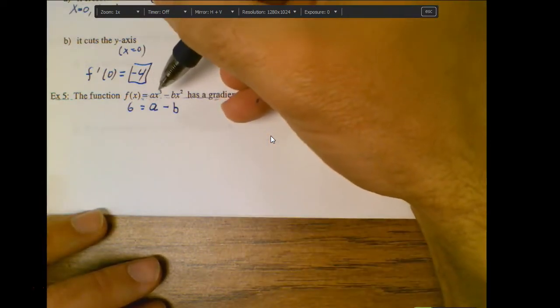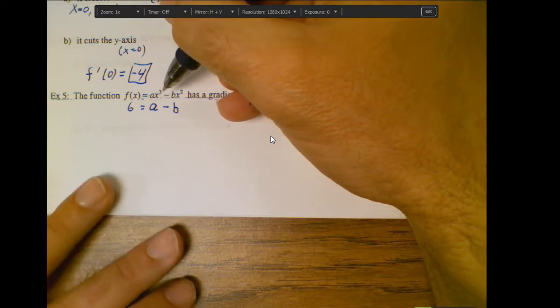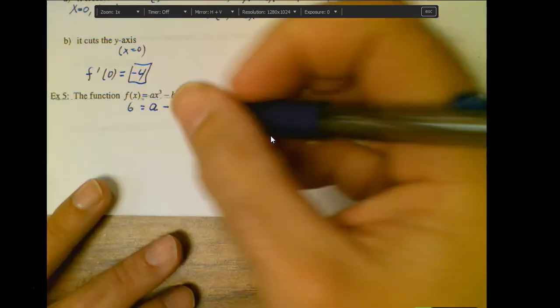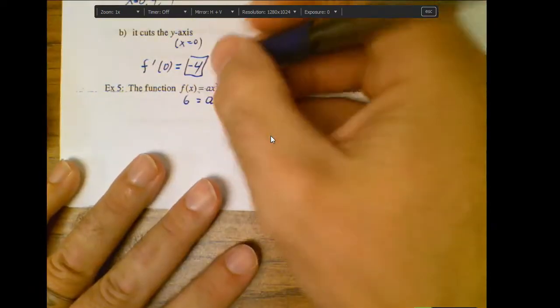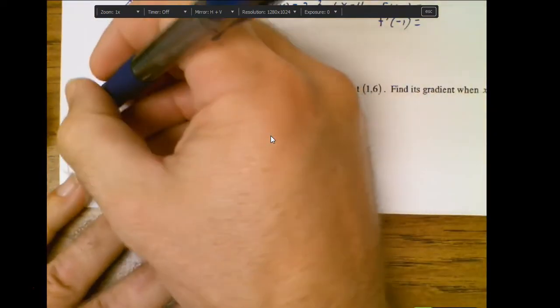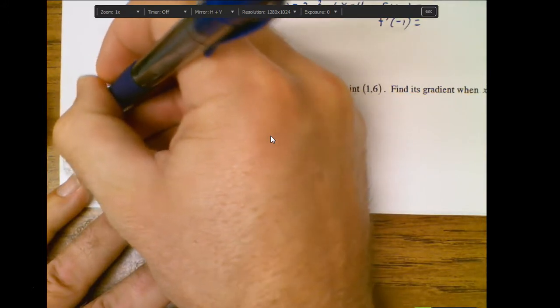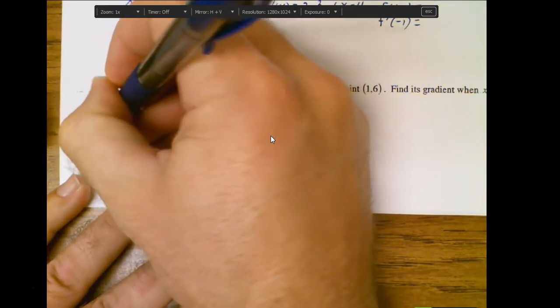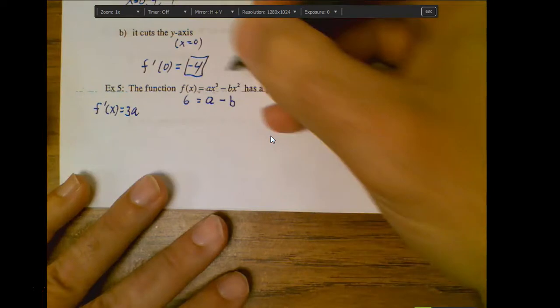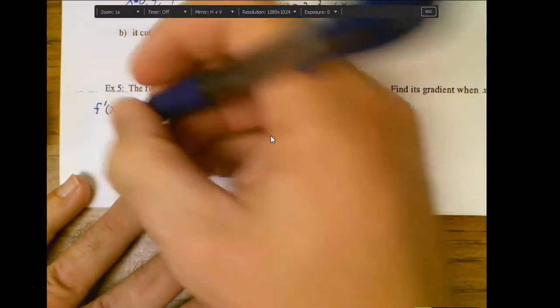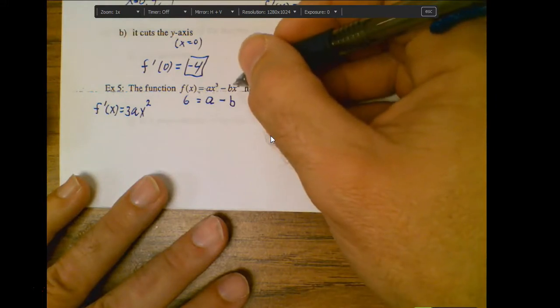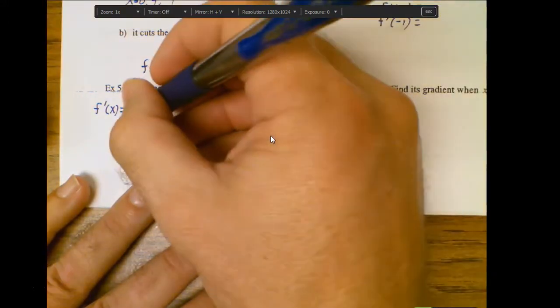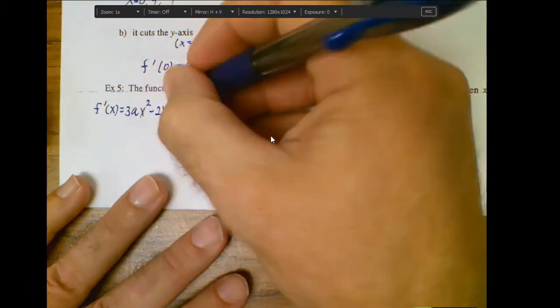So if I take the derivative of this, just using the power rule, 3 times a. We do this one off to the side here. I know that 3 times a is 3a, and this becomes x to the second. Right here, I know that 2 times b is 2b, and that becomes x to the first.